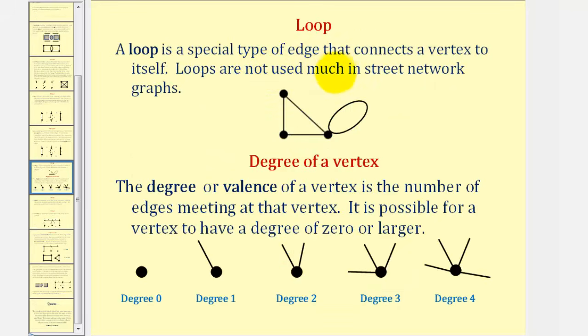A loop is a special type of edge that connects a vertex to itself. So looking at this graph here, this would be a loop from this vertex. Now the degree or valence of a vertex is the number of edges meeting at that vertex. It is possible for a vertex to have a degree of 0 or larger. So here are several examples. Here's a vertex with degree 0, degree 1, degree 2, degree 3, and degree 4.